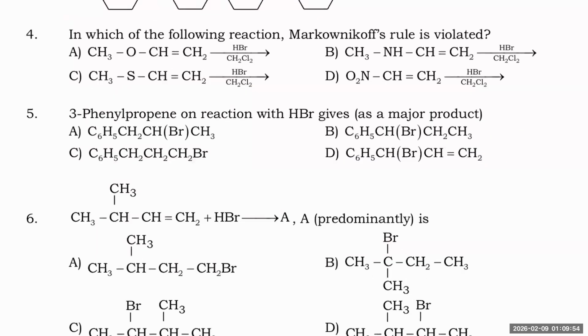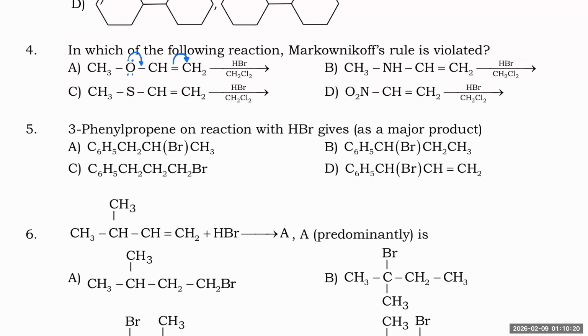Next, see the fourth one. In which of the following reaction Markovnikov's rule is violated? Okay. Means it will go for anti-Markovnikov addition or a Kharash effect is observed. So you would notice that if you have a lone pair present here, okay, that lone pair can definitely help in conjugation like this. Got it?